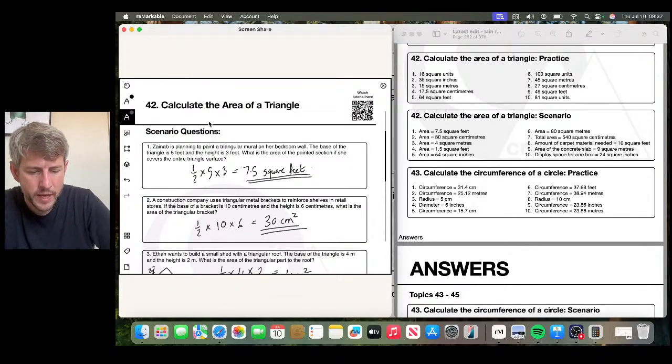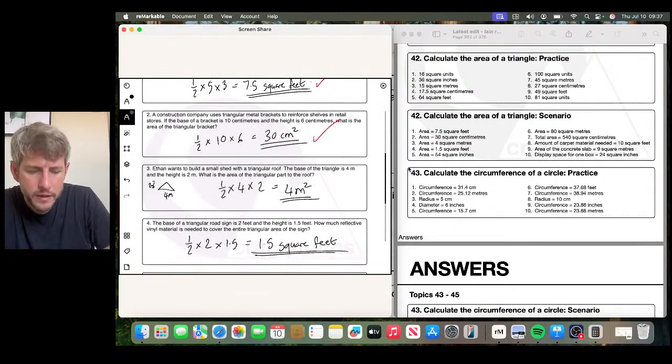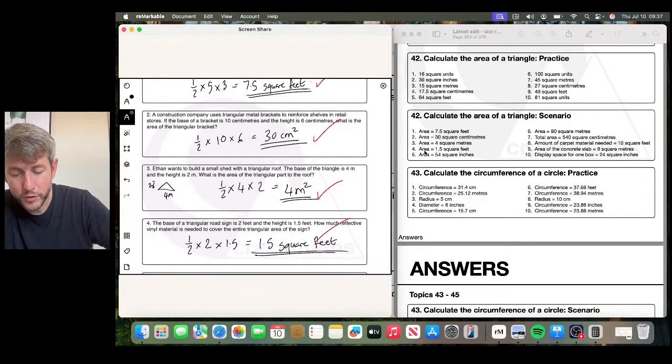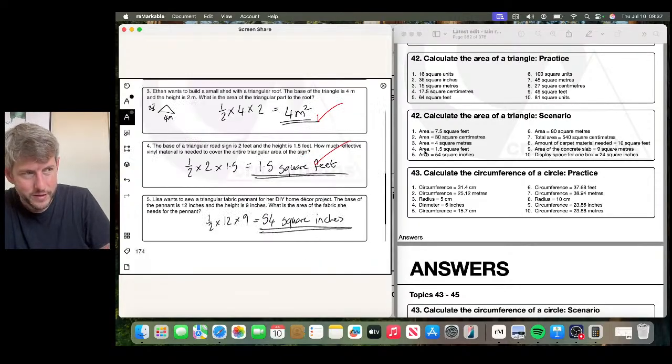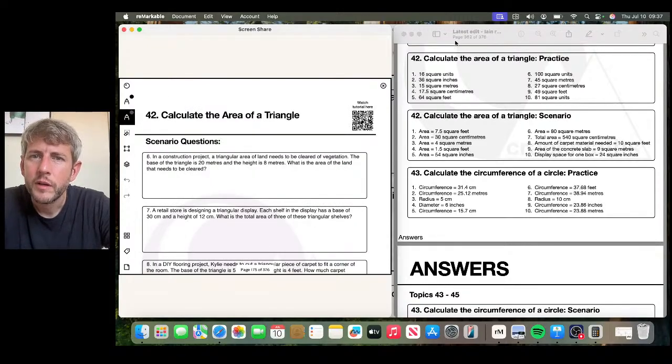Okay, so first of all, 7.5 square feet, 30 centimeters squared. I'm getting them from here. 1.5, 4 meters squared, 1.5 square feet, and 54 square inches. Excellent, no notes. Right, okay. Let's continue with these.